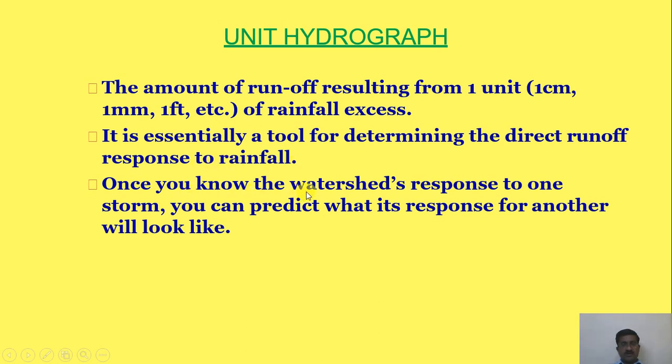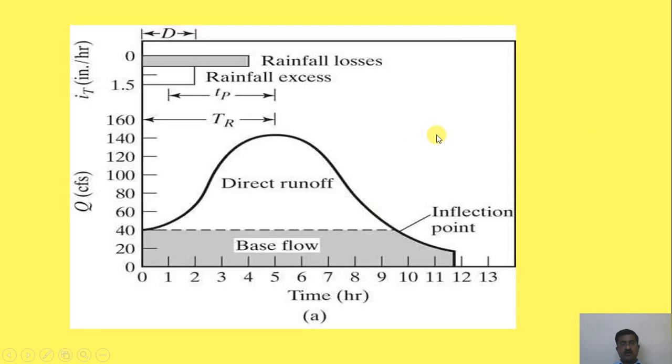Once you know the watershed's response to one storm, you can predict what the response to another will look like. So remember, the unit hydrograph is obtained for one unit, depending upon what type of unit you have used in the preparation of the hydrograph. You can see here, in this case, for a typical single unit it is obtained.